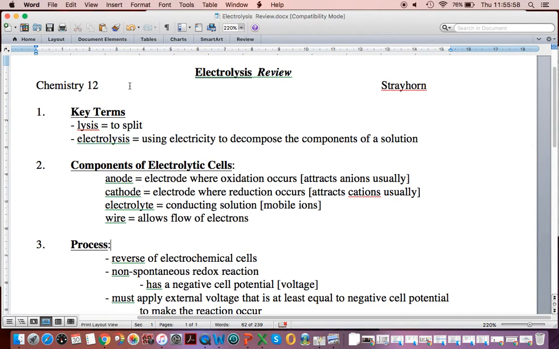Good day. As you can see, this is the electrolysis review. It really is more of a skim review. If you are struggling in this area, go back to the original notes so you get more details.